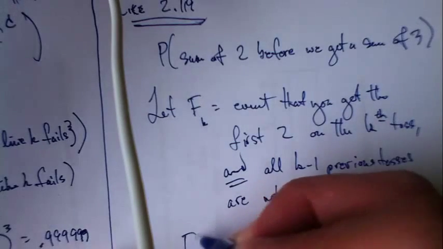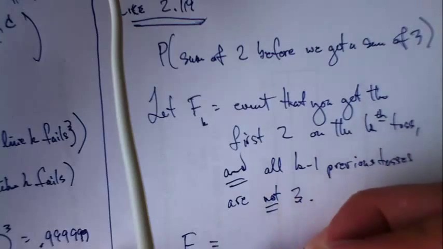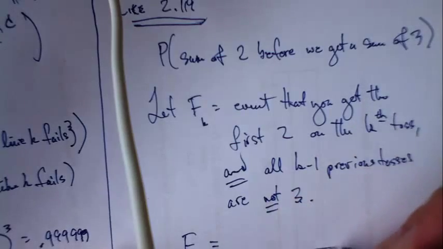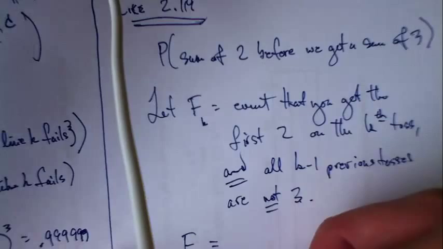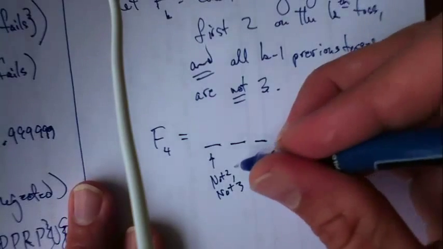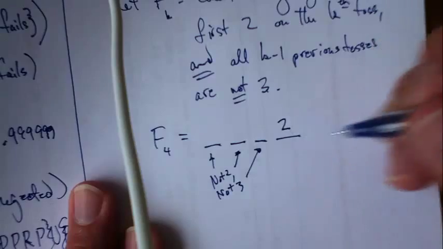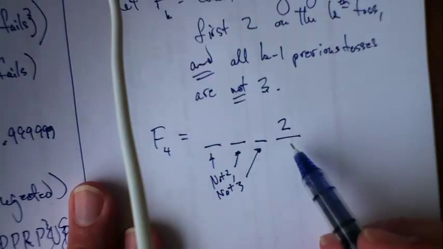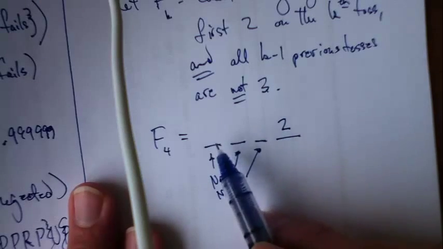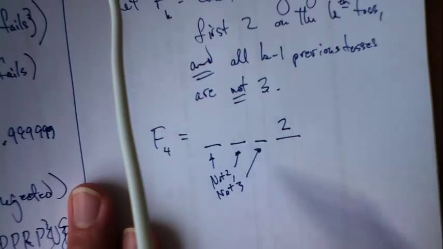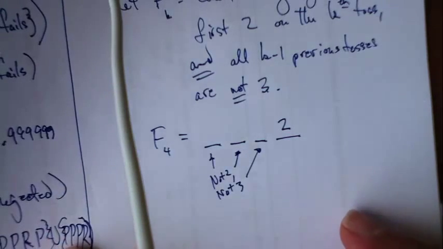So for example, F4 is the event that you see not 2, not 3, not 2, not 3, and then here you see a 2. You see a 2 for the first time on the 4th toss, but you don't see a 2 or 3 anytime before. Okay?